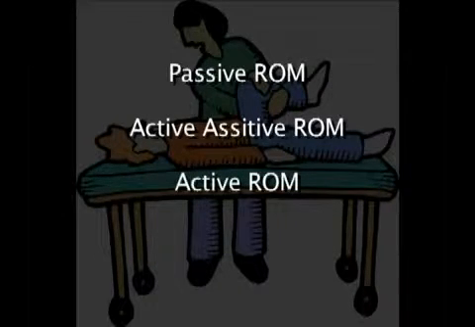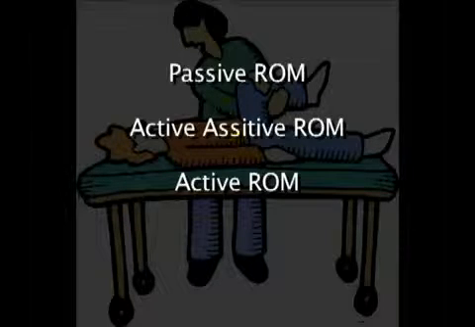Active range of motion is movement within the unrestricted range of motion for a segment that is produced by an active contraction of the muscles crossing that joint.